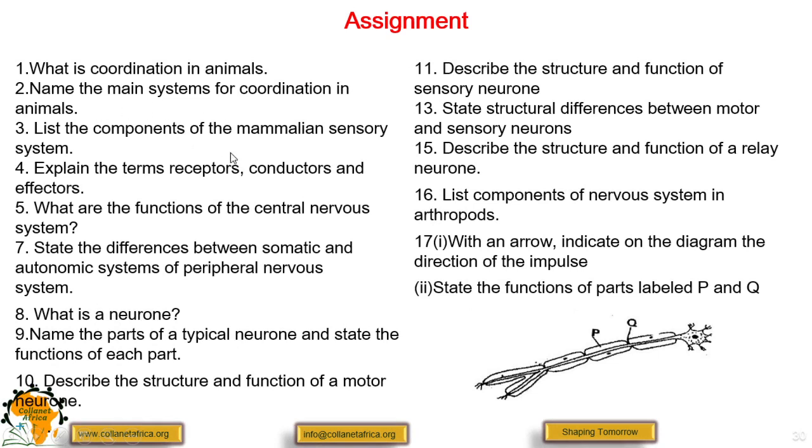Attempt this assignment, and you can even discuss with your friends. And for any difficulty, you can just go through your notes. You will have the answers for these questions.